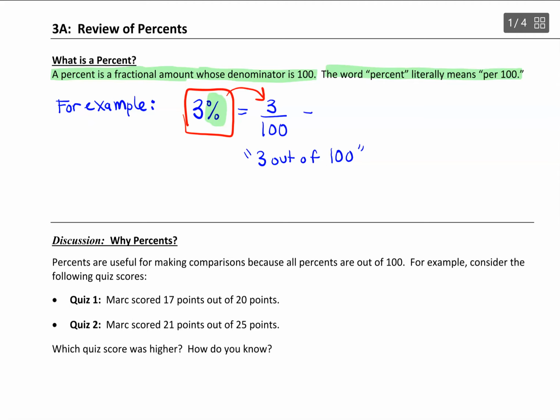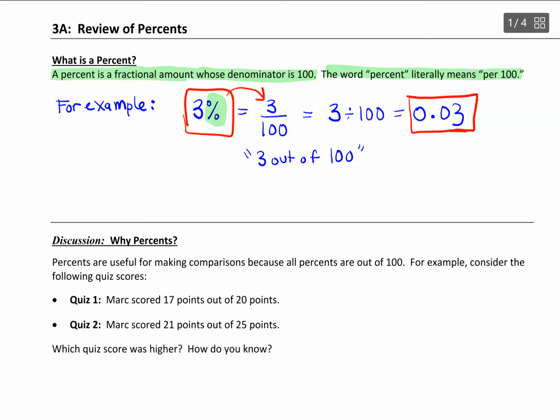Now, I just converted that percent into a fraction, but we could also make that a decimal. Remember, a fraction can be converted to a decimal by doing numerator divided by denominator. So 3 divided by 100 is 0.03. Well, that 3 is in the hundredths place. So we literally read this decimal as 3 hundredths.